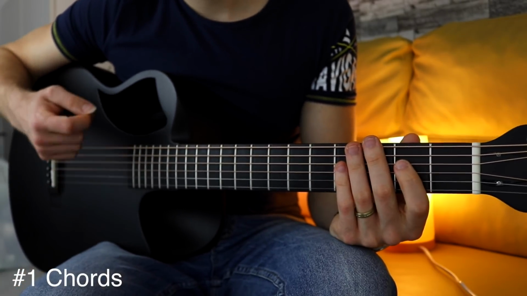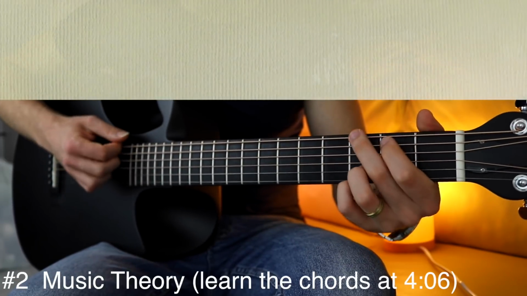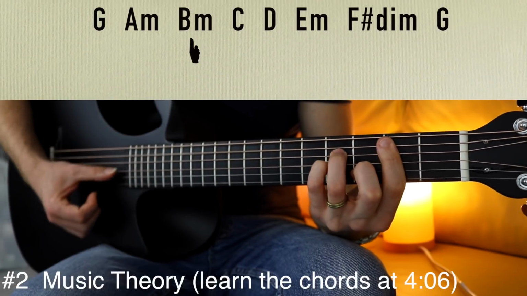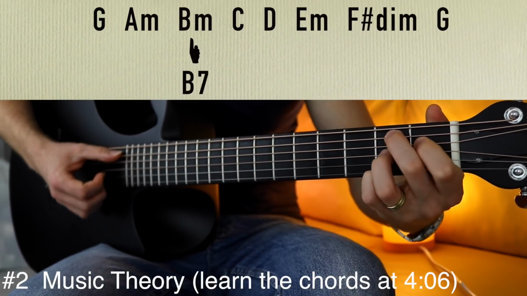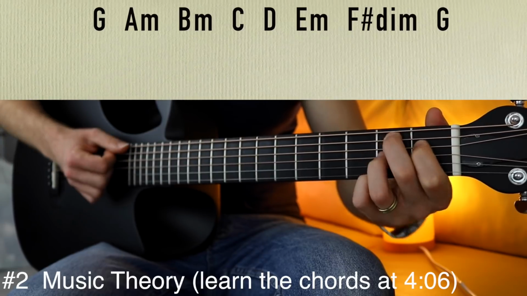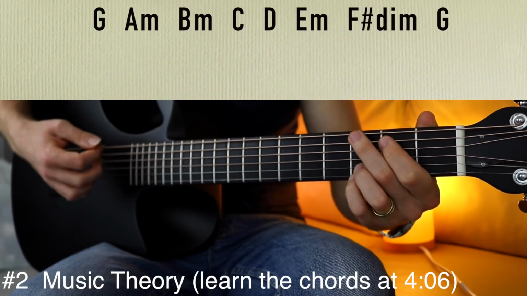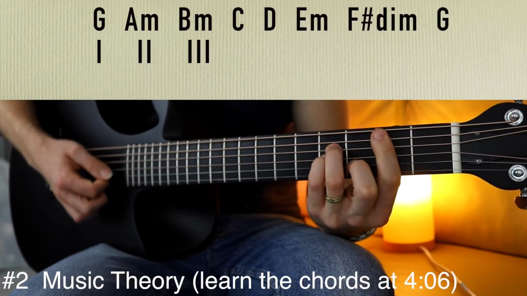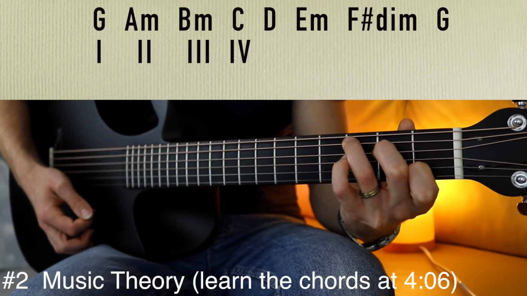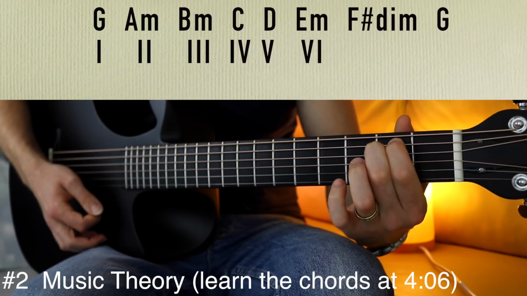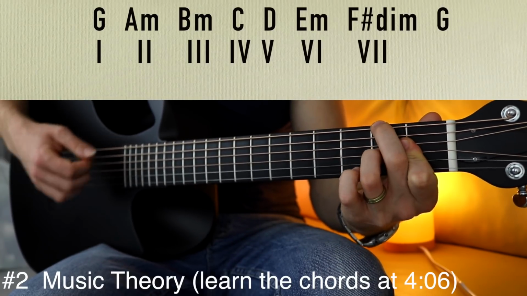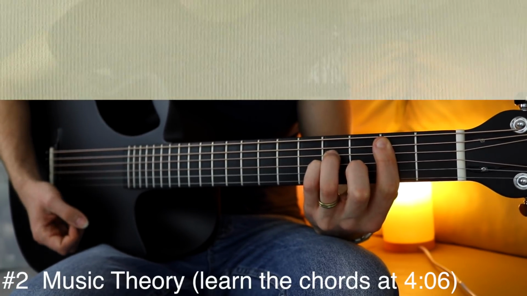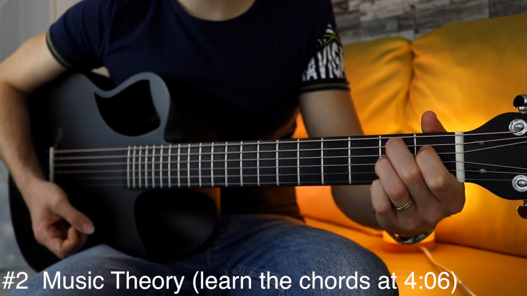Now, if you know a little bit about music theory, you probably know that in G major, the third chord, which is the B, is supposed to be a minor chord and not a dominant 7th chord. In fact, in G major, we have as the tonic chord, obviously the G, then the second chord is A minor, then we have a B minor, which is the third chord, the C major, the D major, the E minor, the F sharp diminished, and back to the G. So how can we change the B minor to the B7 chord?